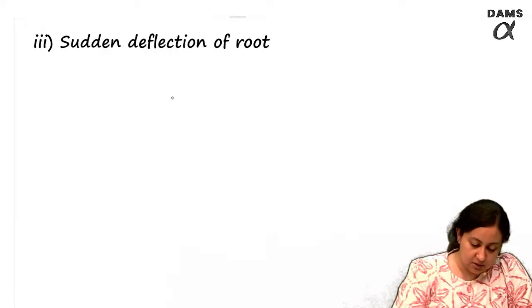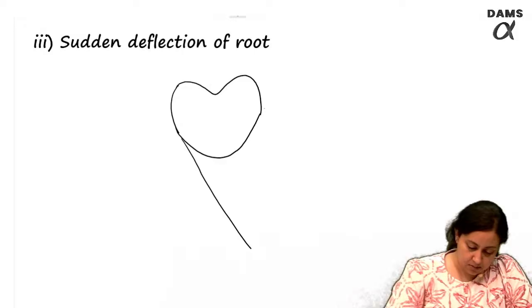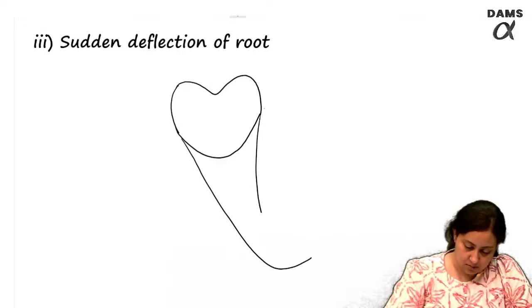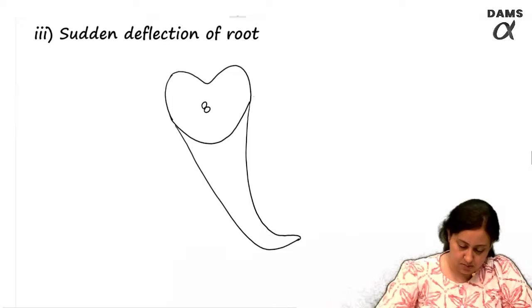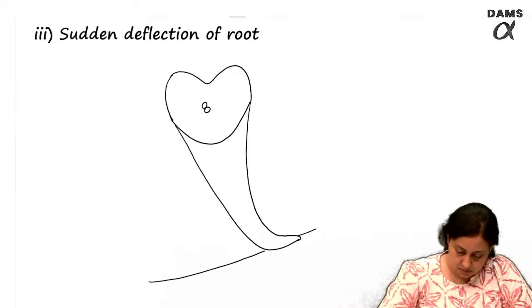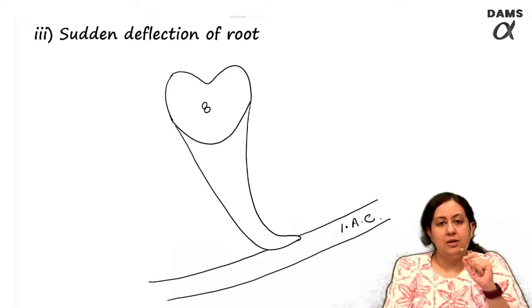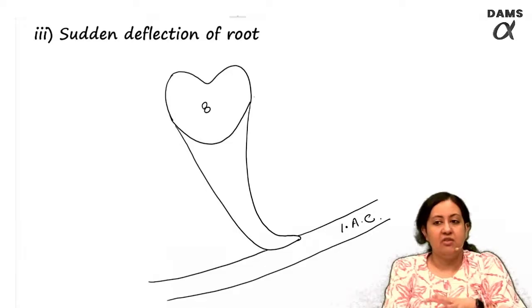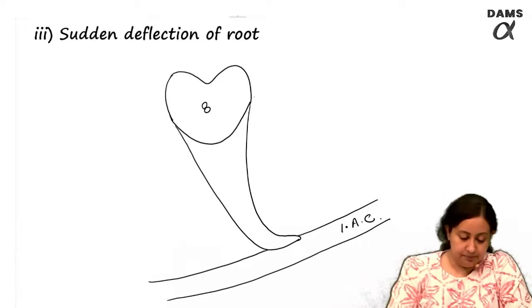The third criteria is sudden deflection of root. So this is your inferior alveolar nerve canal, and you'll see that the root tip or the root apex has suddenly deflected. This also signifies that the inferior alveolar nerve canal is in close proximity to the impacted third molar root.